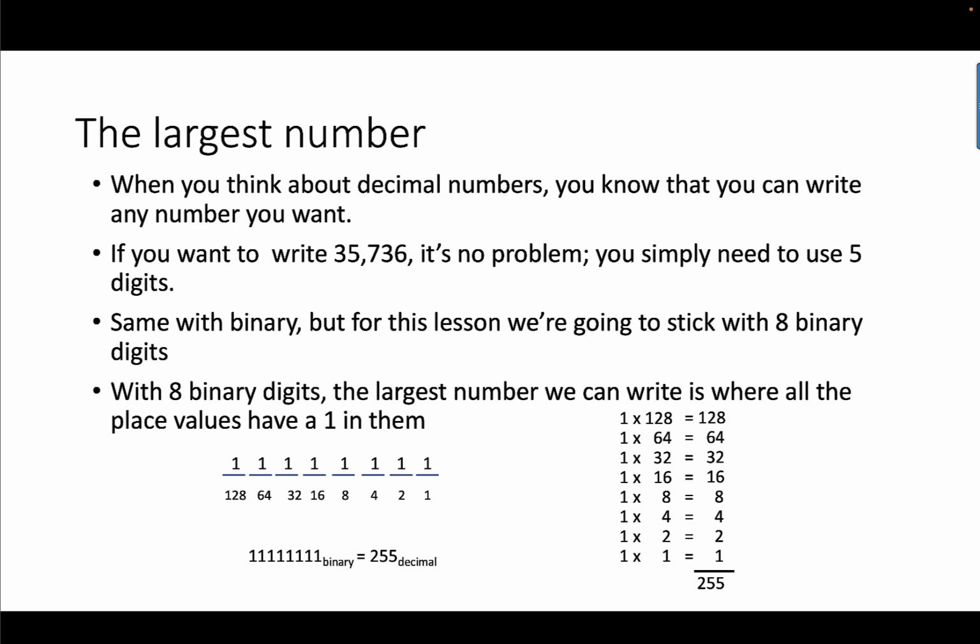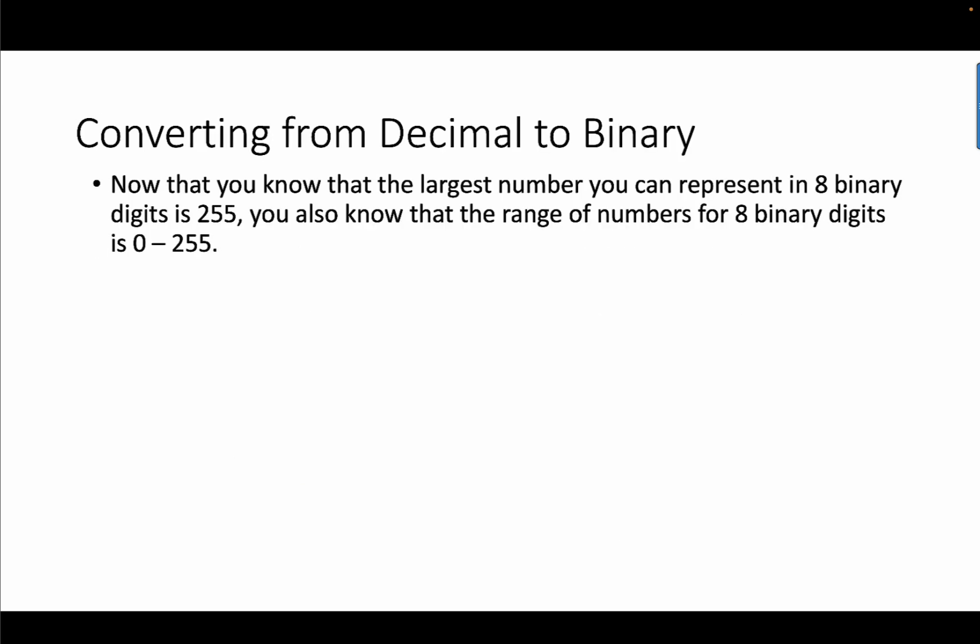So let's talk about conversions. Now you know that the largest number you can represent in 8 binary digits is 255.